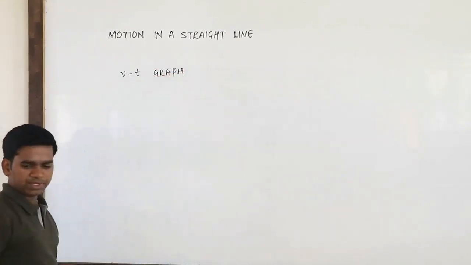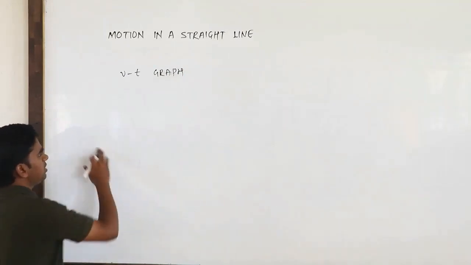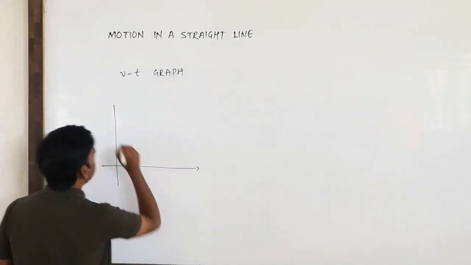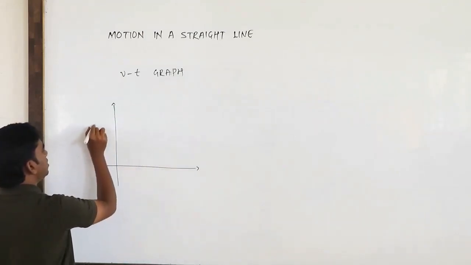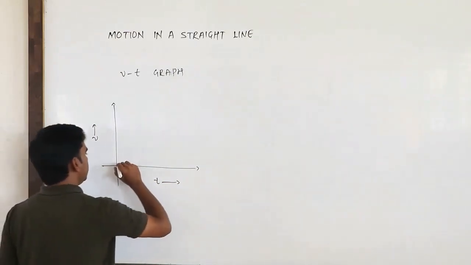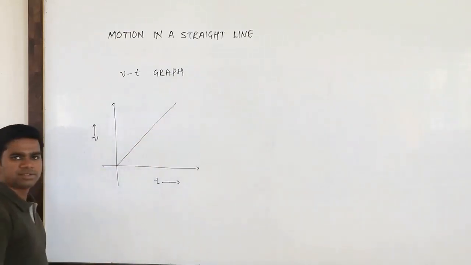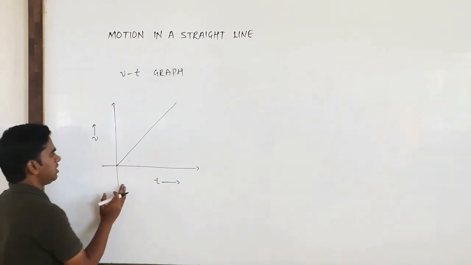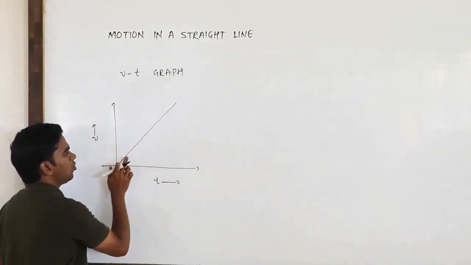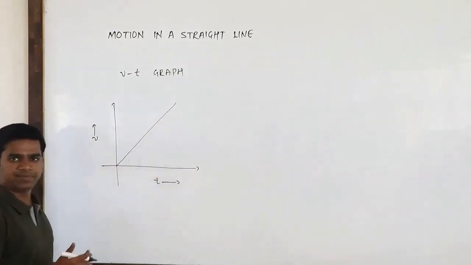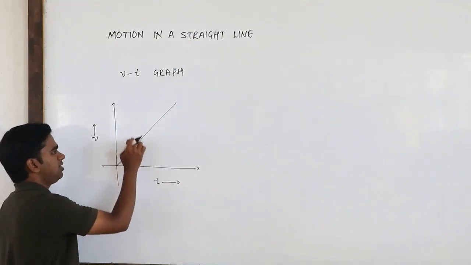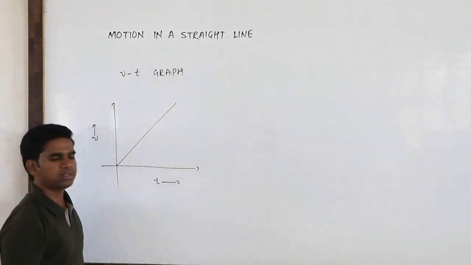Okay, so we have discussed this in the last class. If I take a general graph, velocity I am going to take here and time I am going to take here, and this is the graph I got. If this is the graph, what is happening with time? Velocity is increasing with constant values, 10, 20, 30, 40, 50, like that velocity is increasing.